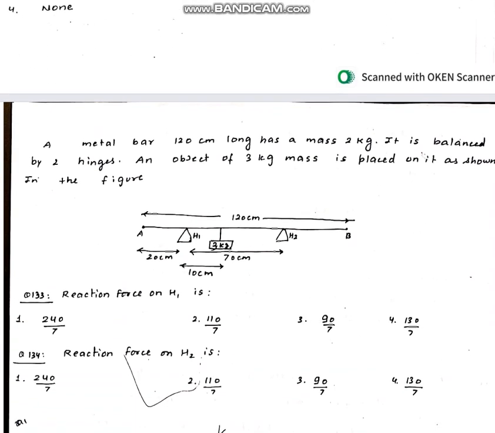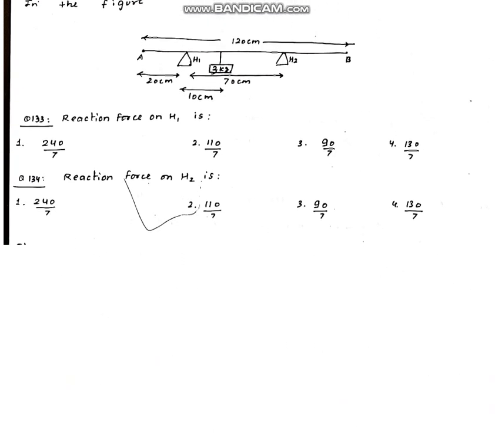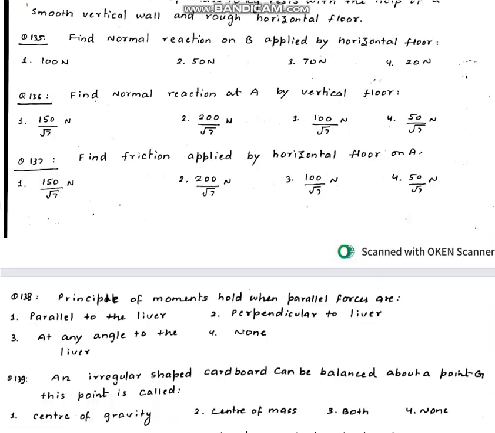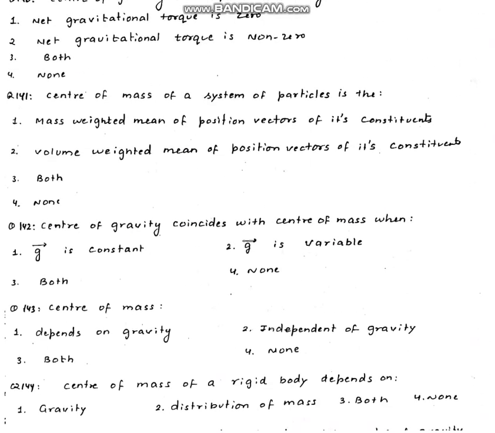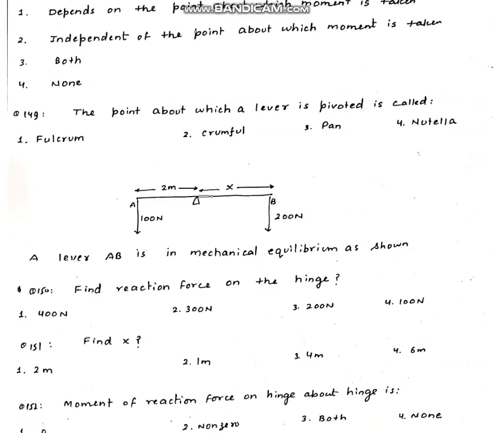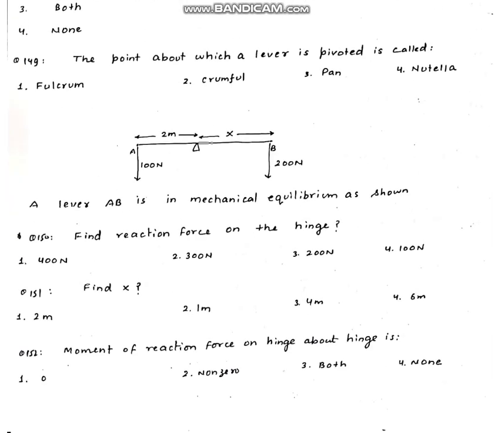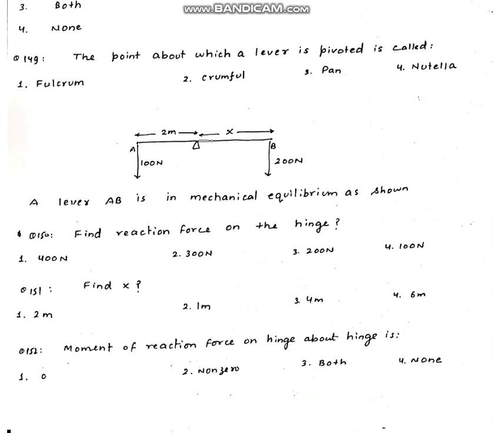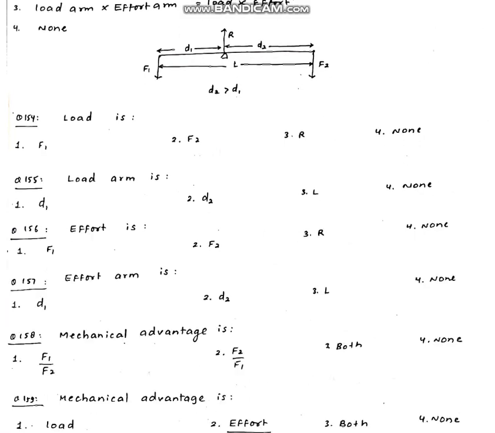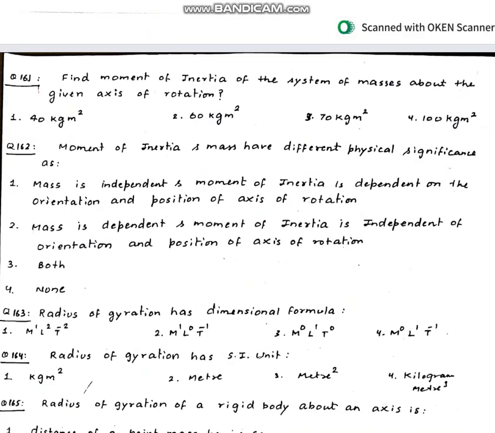Then there is a question on a metal bar suspended by two masses. We need to find reaction forces. Then we have a ladder problem, and we need to find normal reaction and friction. Then about the center of mass and center of gravity. Then we have a numerical problem based on the lever principle of moments. Then we have load arm, effort, then mechanical advantage.